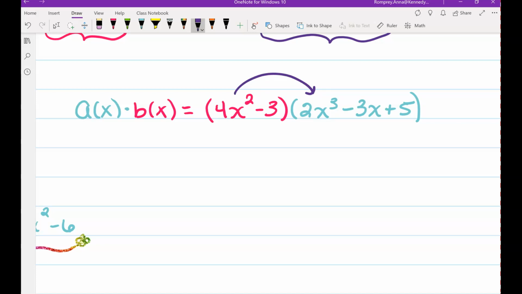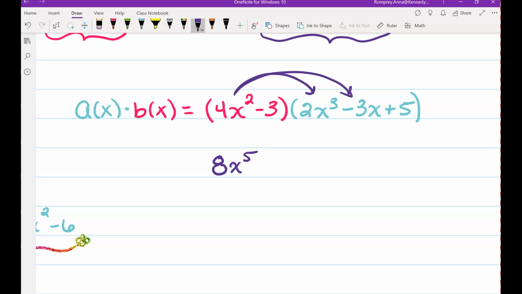So 4x squared times 2x cubed. So 4 times 2 gives us 8. I'm going to leave myself plenty of room. That's why I'm dropping it down. And then x squared times x cubed. So 2 and 3 gives me 5 x's. All right, let's continue this.